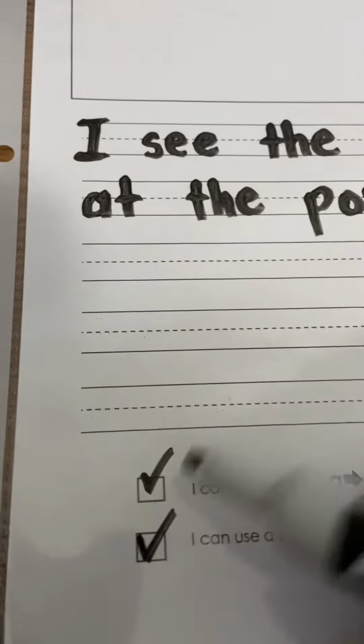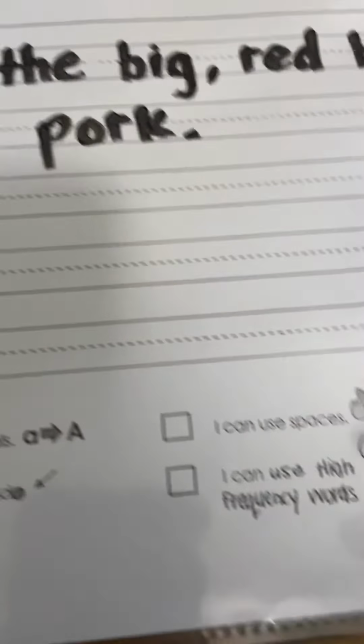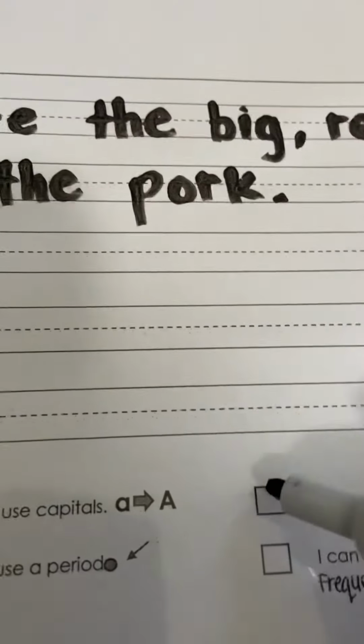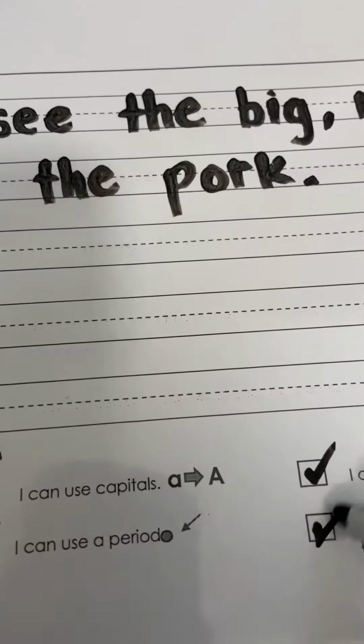Did I use a period at the end? Yes, I did. Did I use spaces in between? Yes, I sure did. And did I use high frequency words? Yes, I did. So I checked those off.